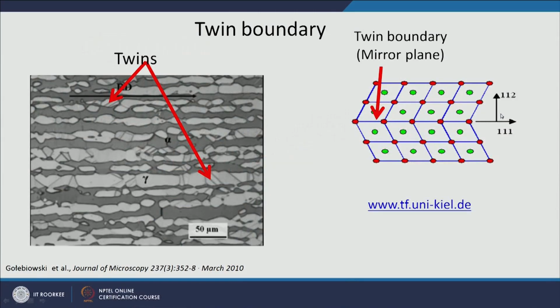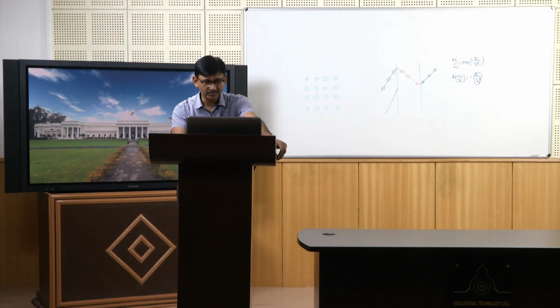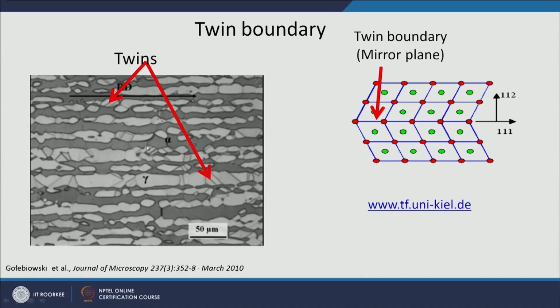This is my boundary, and this particular atom is mirrored here, this one is mirrored here, this one is mirrored here, and so on. So, it looks like a mirror boundary, and the atoms on both sides look like a mirror image of each other. So, these are called twin boundaries. These are a special type of boundaries. They will not be very commonly seen, but in certain situations they will be very prominent, as you can see in this particular case. In the alpha phase, which is BCC crystal, you will not see any twin, but in the gamma phase, which is FCC, you are seeing a lot of twins in the same material.